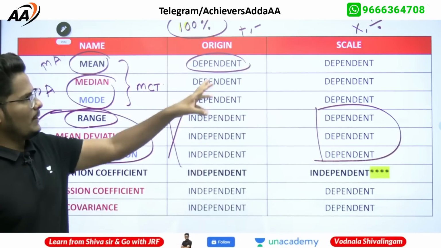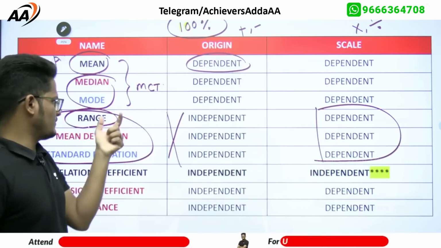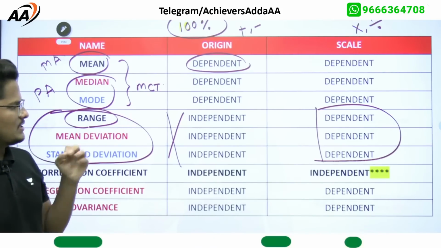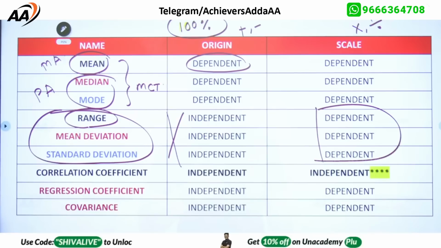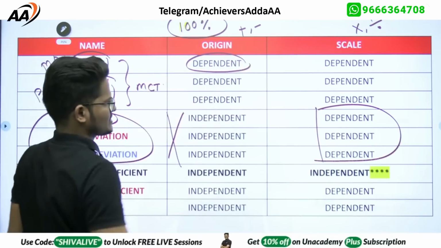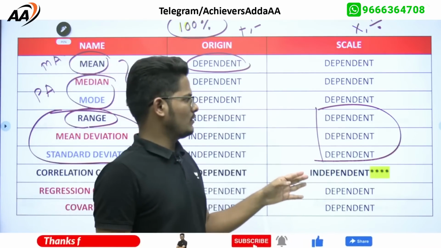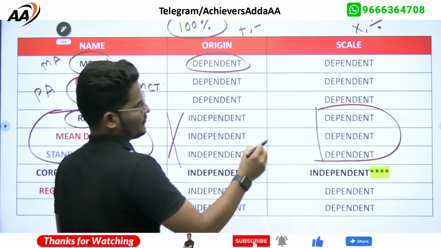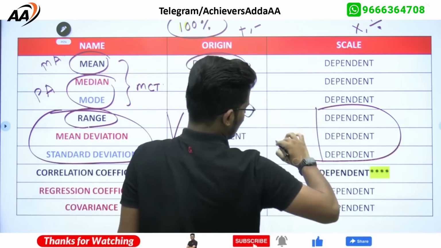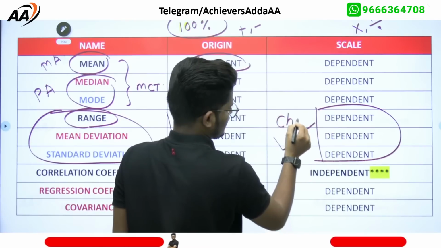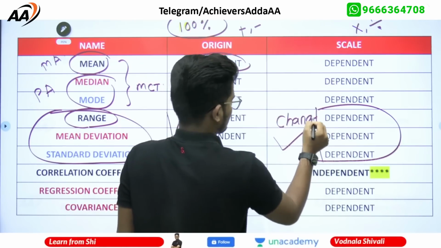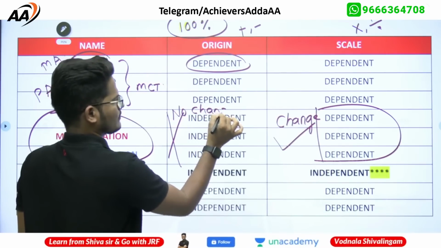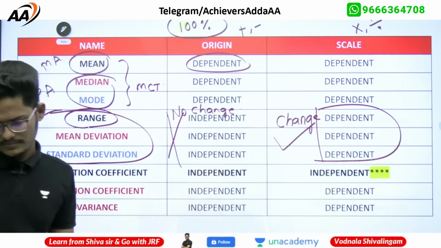If you do addition and subtraction on range, mean deviation as well as standard deviation, they are not going to change. But if you do multiplication and division, they are going to change. Change is going to be there, and there is no change with addition and subtraction. All right.